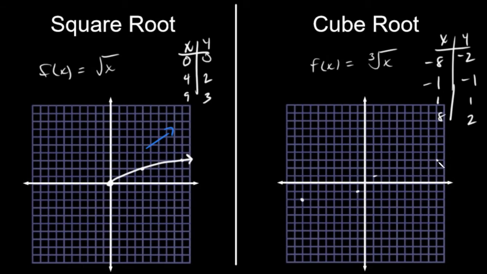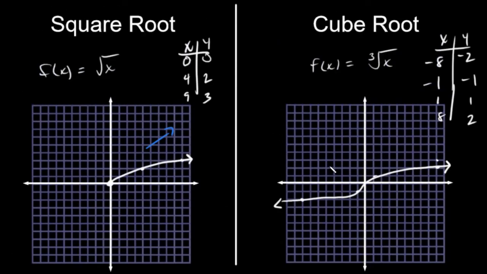Whoops, that should not be a 3. This should be a 2. Looks like some sort of strange S. Perfect. Again, this does not level off, okay? It'll keep going up and it'll keep going down. All right? Okay.